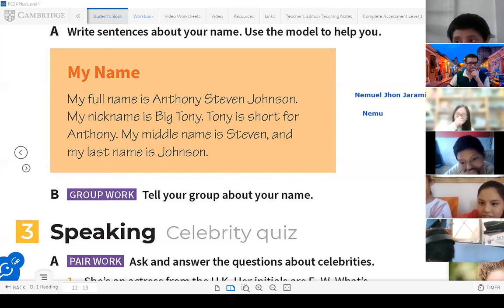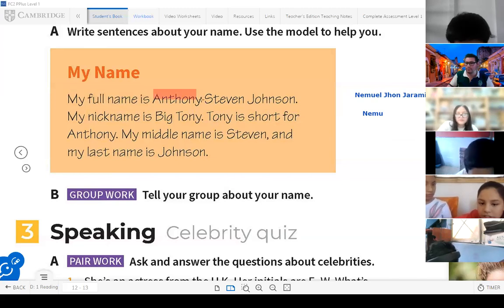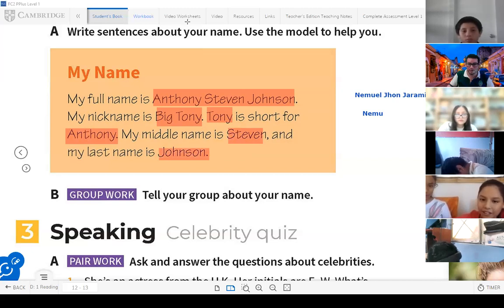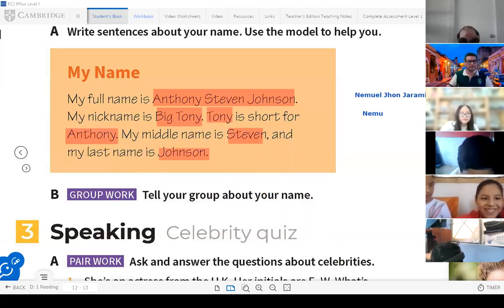You just have to read this part, yeah? My full name is Nemuel John Jaramillo Bravo. My nickname is Nemu. Nemu is short for Nemuel. My middle name is John, and my last name is Jaramillo. Okay, you can change all of these. Ustedes van a cambiar todas estas cositas que están en rojo. And you can talk about yourself. Okay? Volunteer, who can tell me?